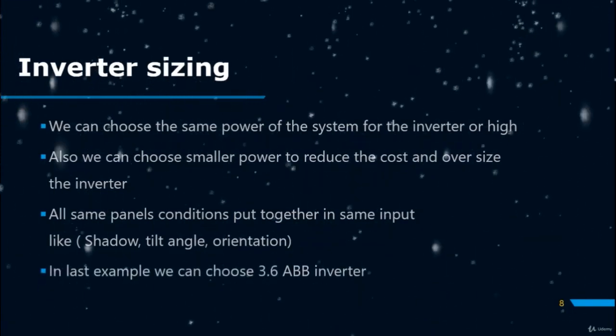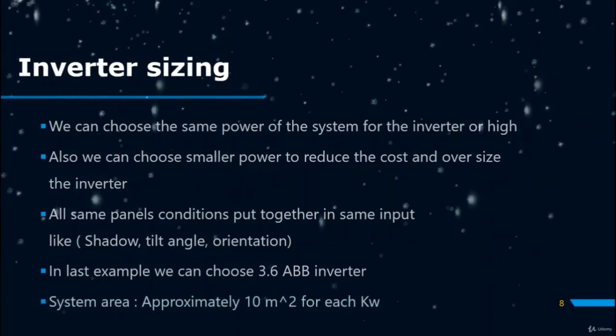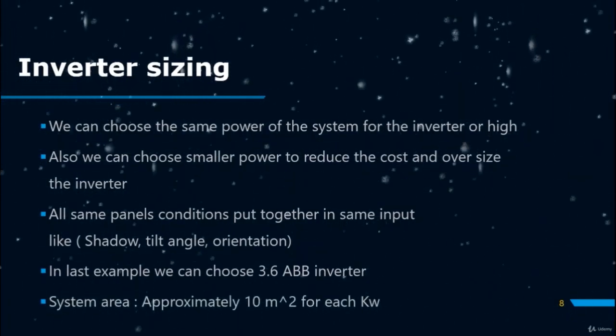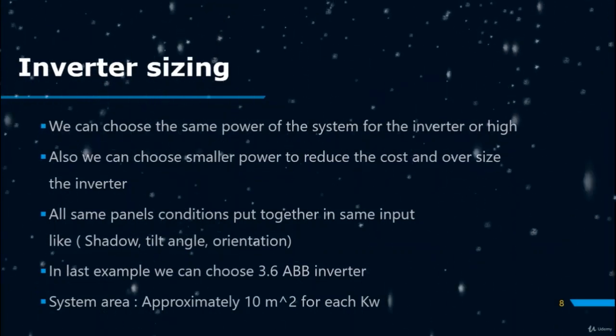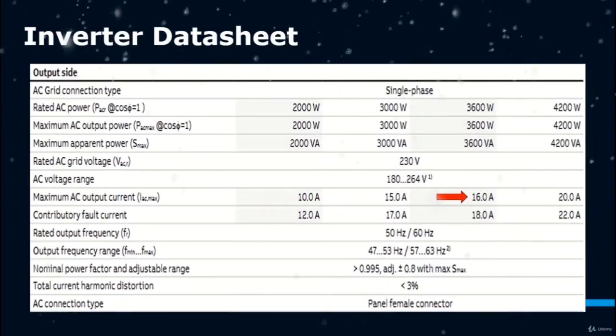In the last example, we can choose a 3.6 ABB inverter. The system area needs approximately 10 square meters for each kilowatt for rooftop systems. This is the inverter datasheet we will use.